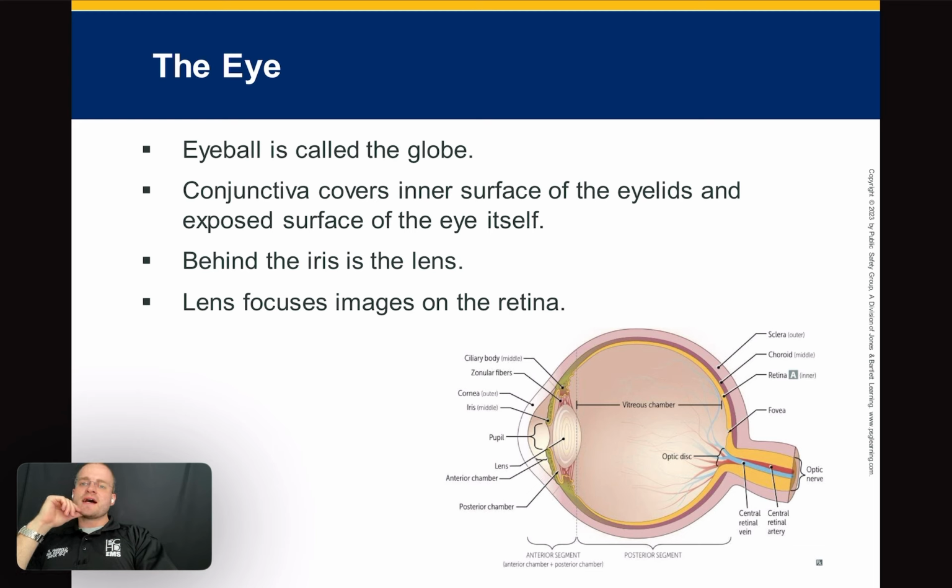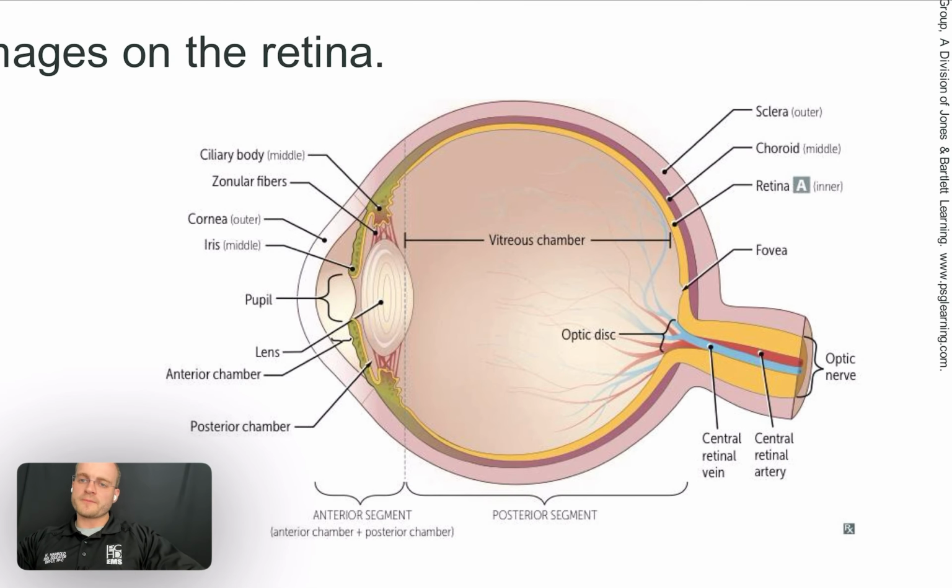Now, the eye. The eyeball itself, the ball, is called the globe. Kind of makes sense. And basically, conjunctiva will cover the inner surface of the eyelids and the exposed surface of the eye. So this is kind of like the outer layer of your eye that you feel. Really, the cornea is where, if you've ever scratched your eye, it's your cornea that gets scratched, and that hurts really bad. Now, behind the iris is the lens. So let's zoom in on this and talk about it.